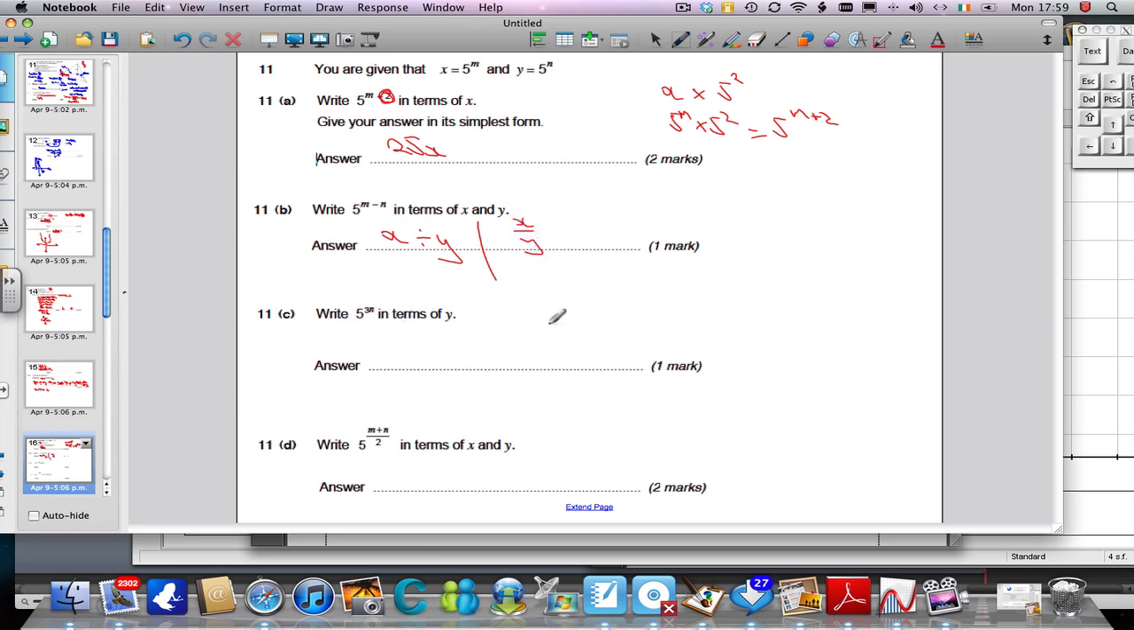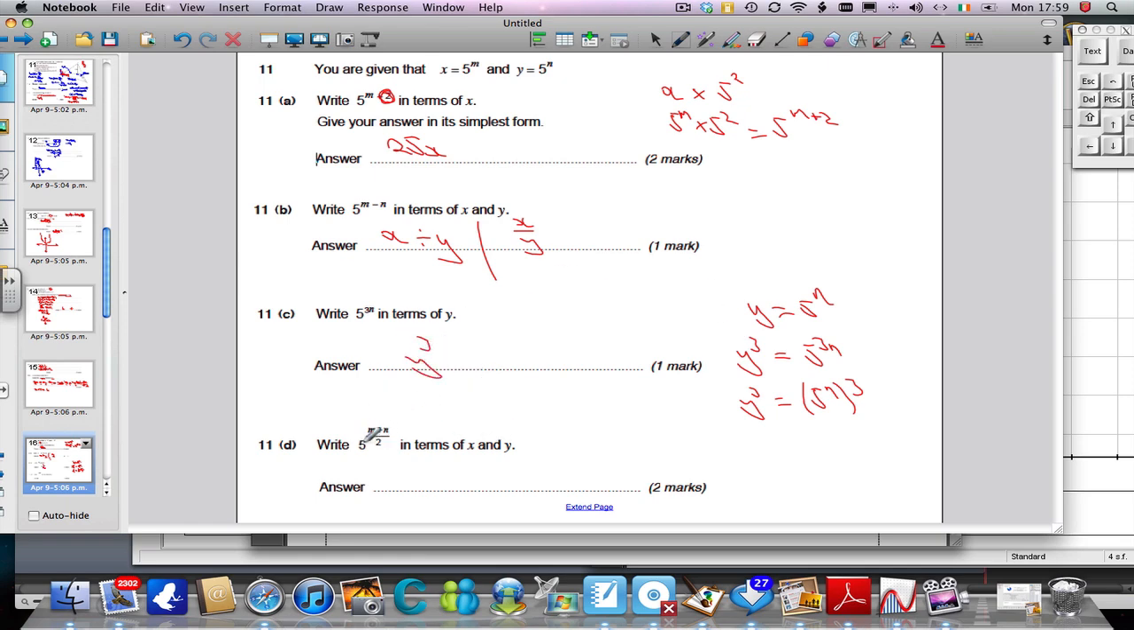5 to the power 3n in terms of y. So let's have a look at this. We would have y equals 5 to the power n, and we want 5 to the power 3n. So the n has been multiplied by 3, which I can also write like this: 5 to the power n, all to the power 3 is 5 to the power 3n. That must mean that the answer is just y cubed.